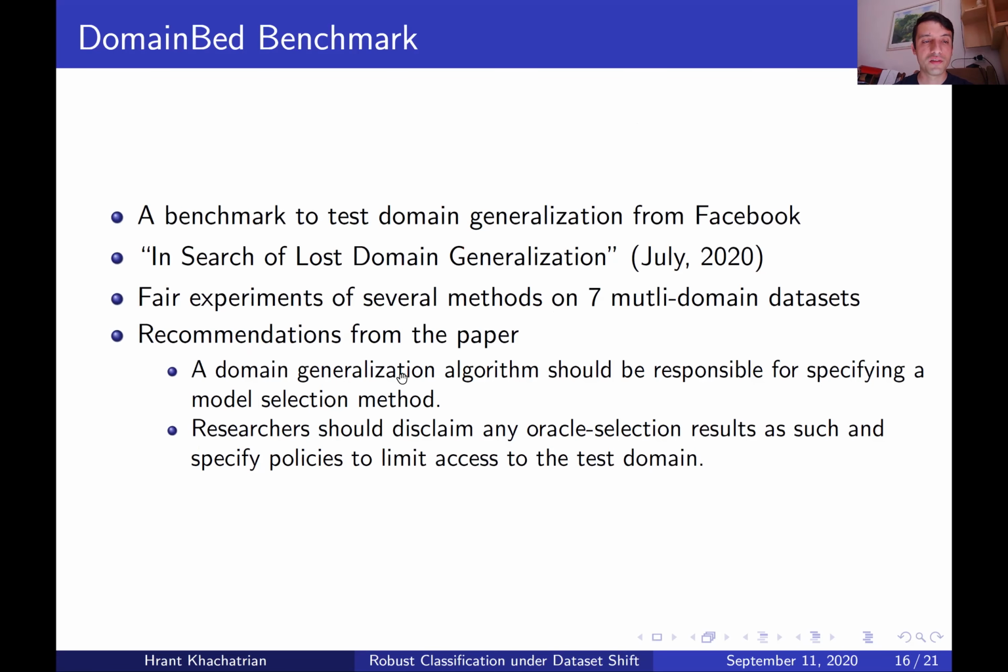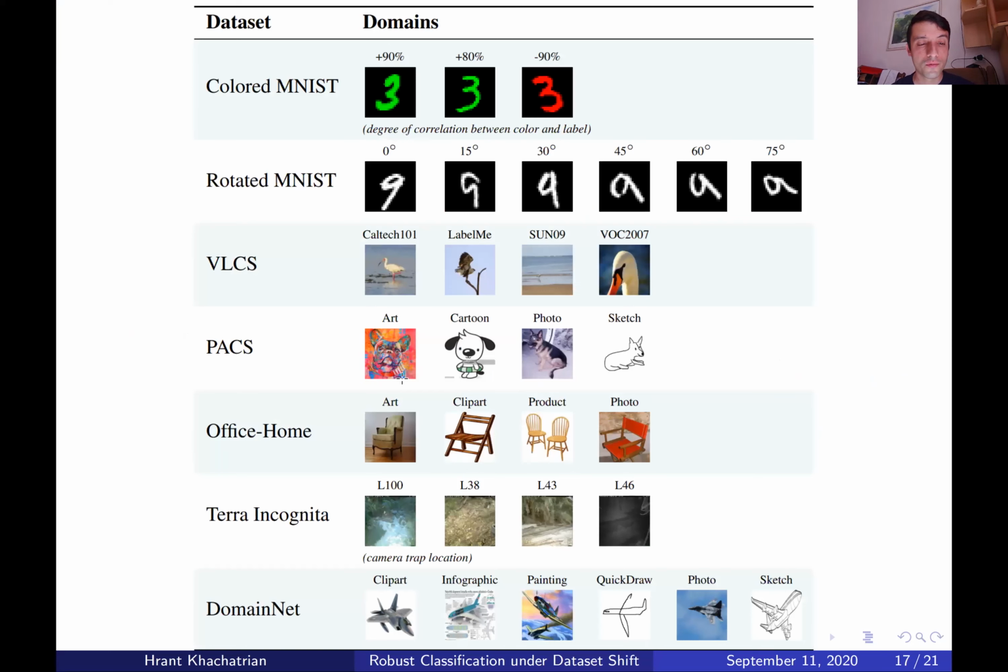So basically, this problem is very common, and it is common for all algorithms. What they did is they took 7 datasets for domain generalization. One of them is easy, it's this one.